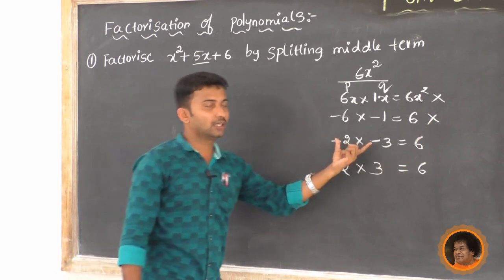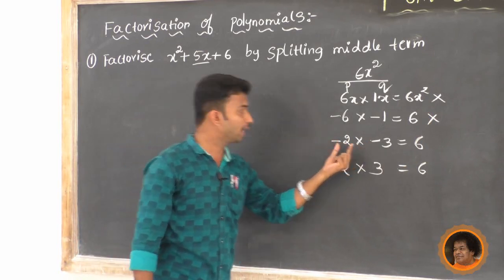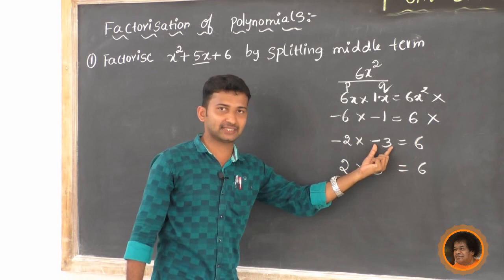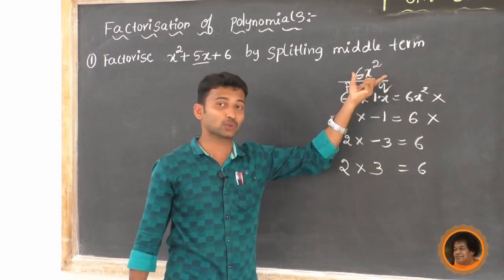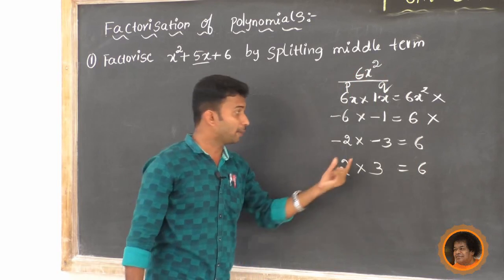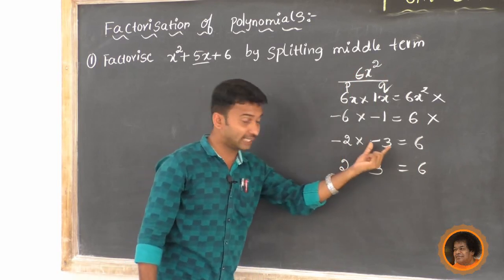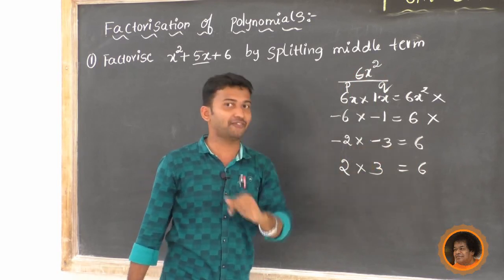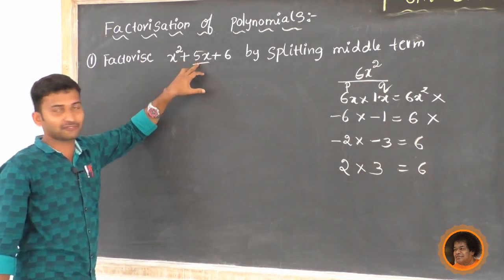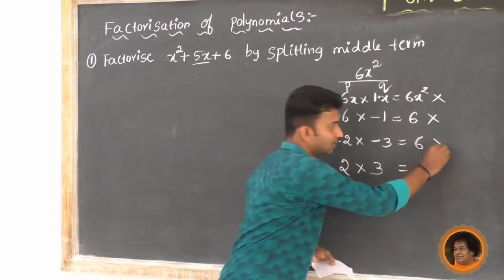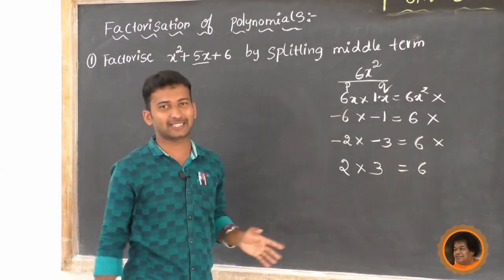Check for the third pair. Minus 2 minus 3 is always plus 6. It will give the product 6x square. What about the sum? Minus 2 minus 3 is equal to minus 5. What about the question? We have plus 5. So the third pair is also rejected.